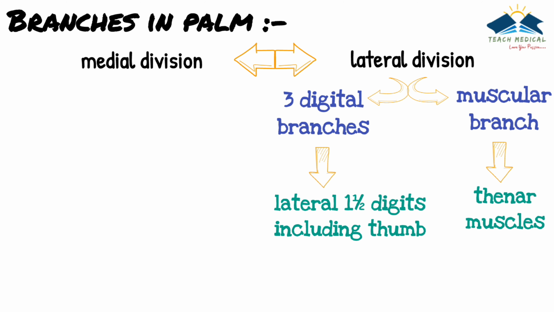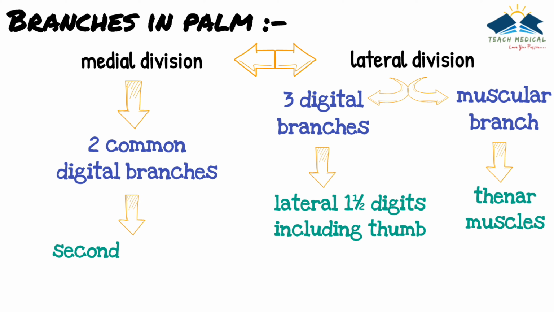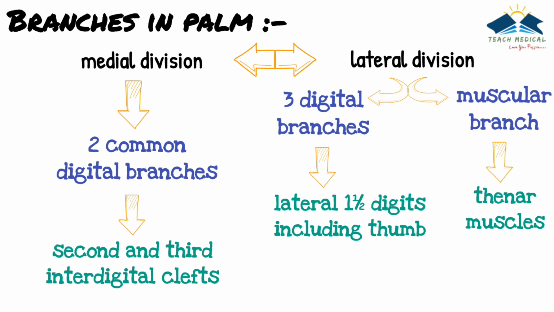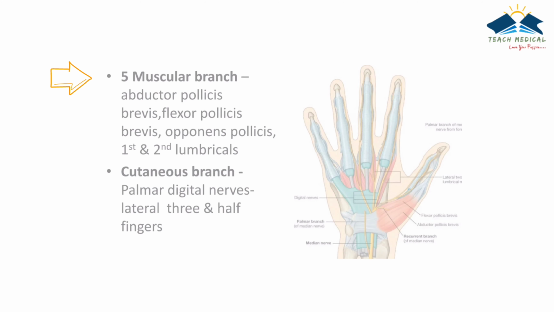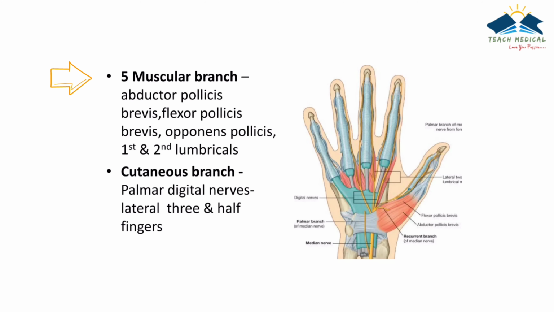Second, the medial division divides into 2 common digital branches for the second and third interdigital clefts, supplying the adjoining sides of the index, middle and ring fingers. Third, the median nerve also supplies 5 muscles, namely the abductor pollicis brevis, the flexor pollicis brevis, the opponens pollicis, and the first and second lumbrical muscles. And also the palmar skin over the lateral 3½ digits with their nail beds.